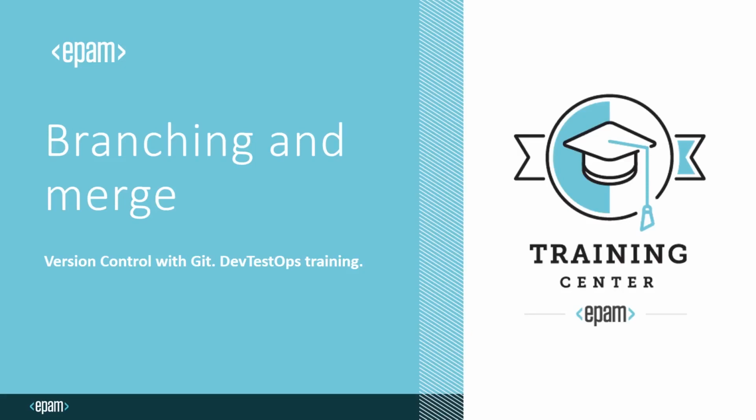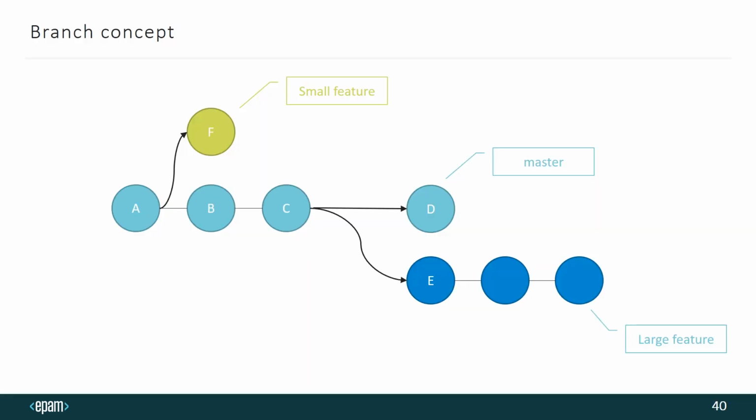And in this video we'll be studying the concept of branches and how to merge them. What is a branch in Git? In reality, in order to understand what branching is, we need to figure out how Git stores data.